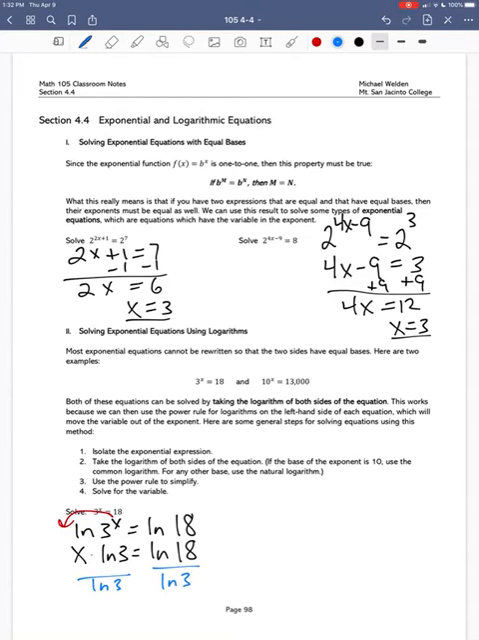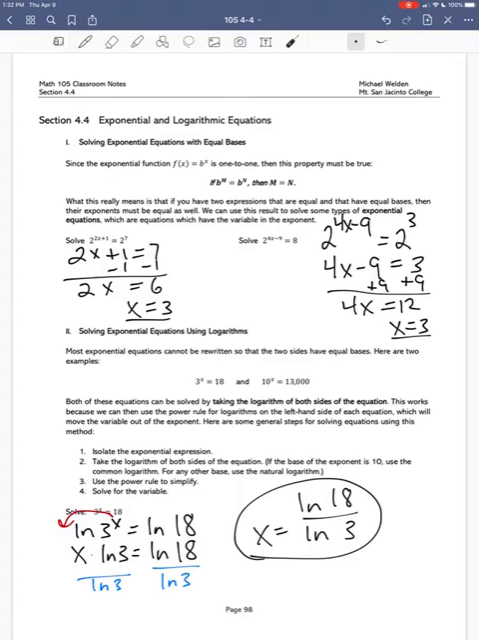And if I do that, I get x equals the natural log of 18 over the natural log of 3. Now, there's no way of simplifying that. I can't cross out the natural logs. I can't say 3 goes into 18 6 times. The natural log of 18 is some decimal. The natural log of 3 is some decimal.